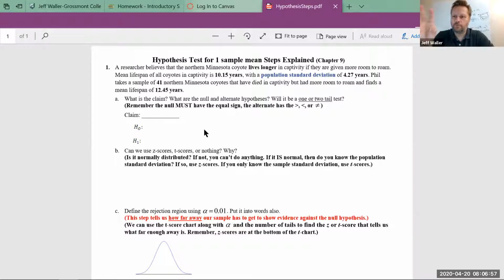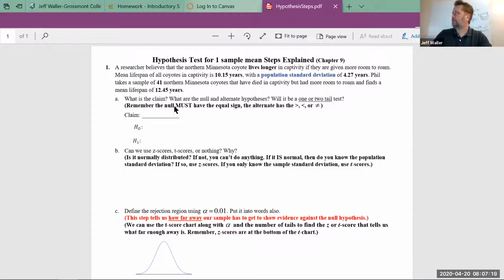Now real quick, I want you to stay with me. Which number would never show up in the first step? 12.45. That came from the sample, and I do that later, not till step 4. Do we do anything about a sample? So stay with me. So Phil thinks they live longer if they get more room to roam. They normally live 10.15 years.